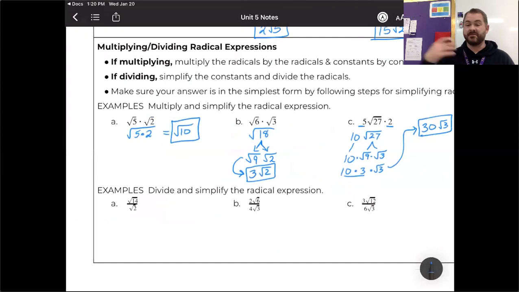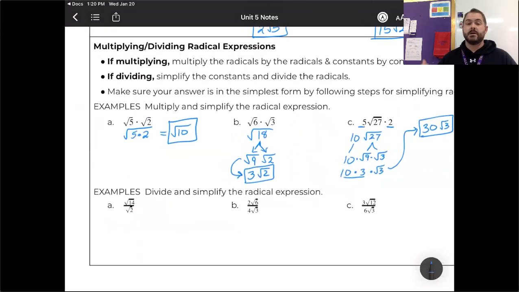Now, dividing, it follows a lot of the same rules as multiplication. We are going to still keep the numbers that are under a radical together and the numbers that are not under a radical together, or the numbers under the square root together and the numbers not under a square root together, but we're just simplifying by dividing.